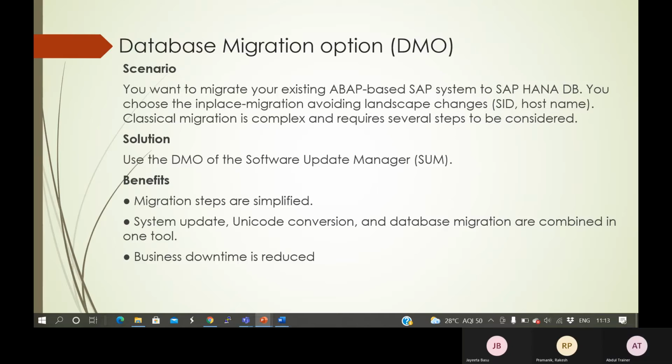We'll see that. The scenario here: you want to migrate your existing ABAP based SAP systems to a HANA database. You choose the in-place migration, avoiding the landscape change, that is the SID and host name. The classical migration is complex and requires several steps to be considered. So here you have the scenario that you have systems on any database like Oracle or DB2, and you want to migrate to the HANA database. So you have chosen the DMO.